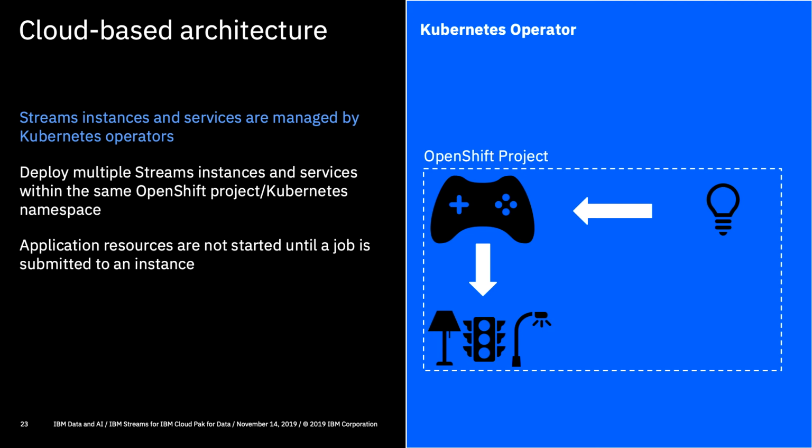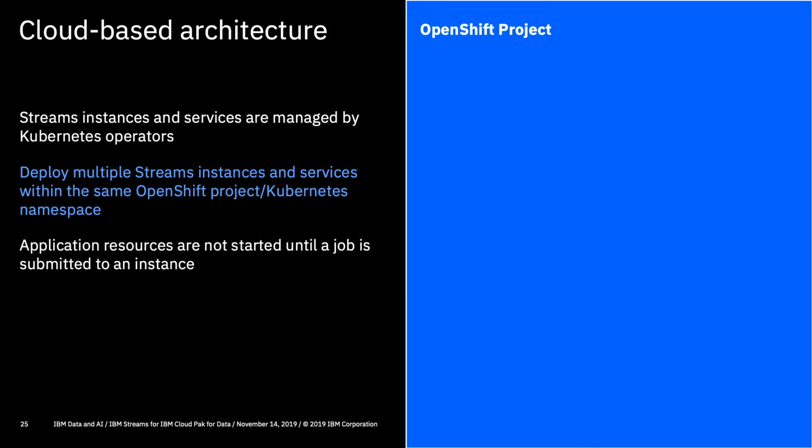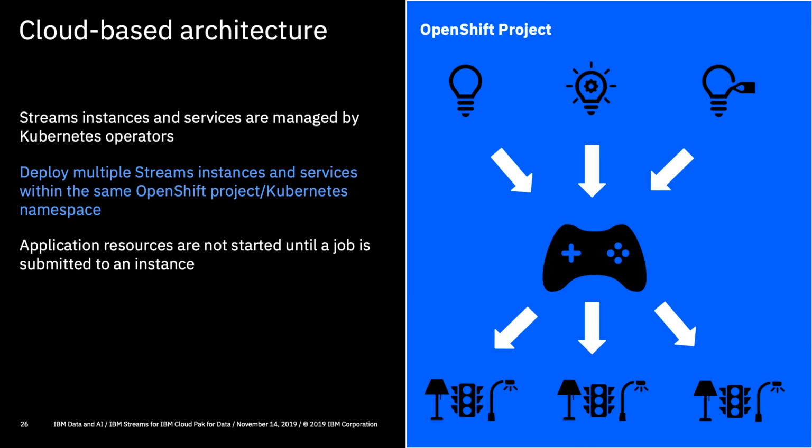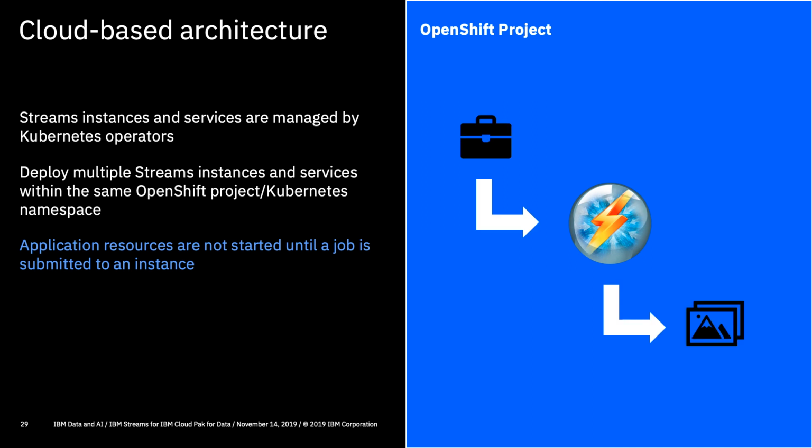For a standalone deployment, there is one Kubernetes operator per component. A benefit of Streams in a standalone deployment is the ability to deploy all and multiple Streams services and instances into a single OpenShift project or Kubernetes namespace, provided that all instances and services are uniquely named within the project or namespace.